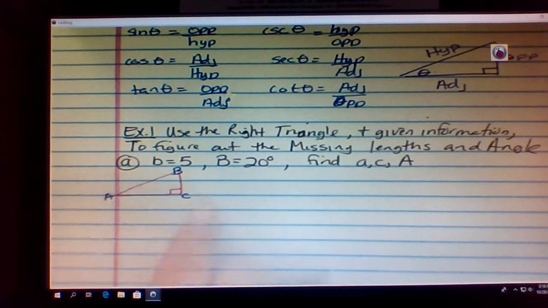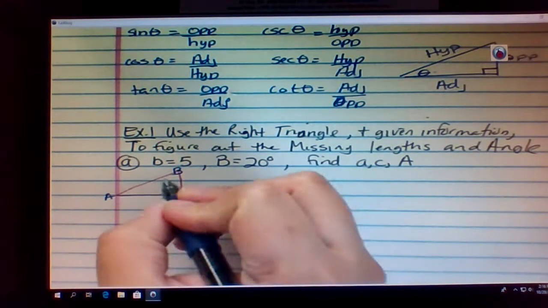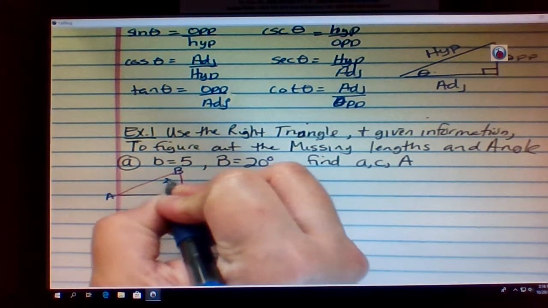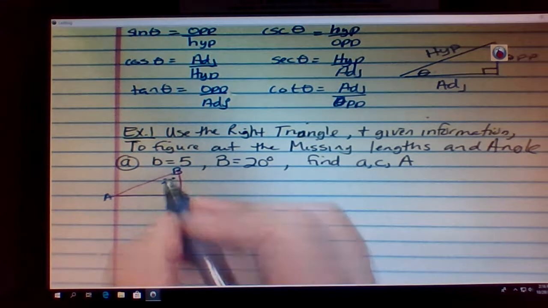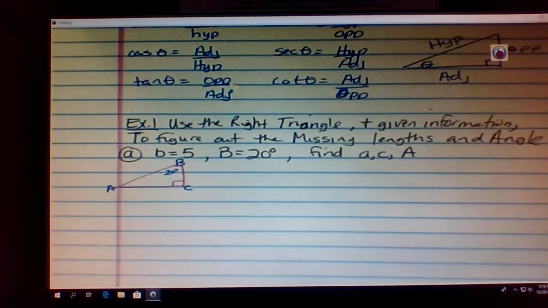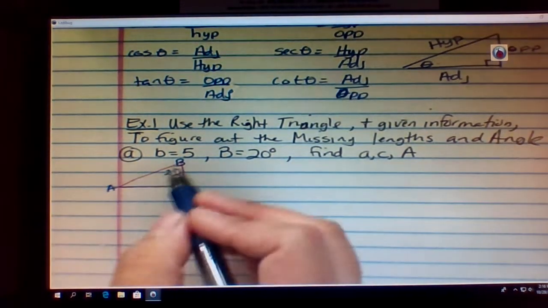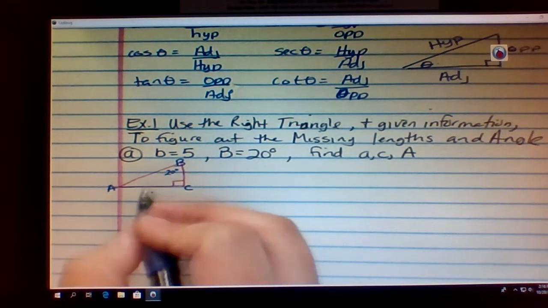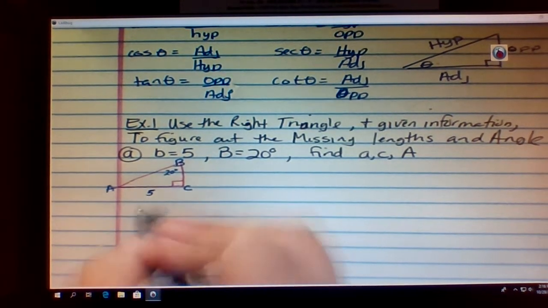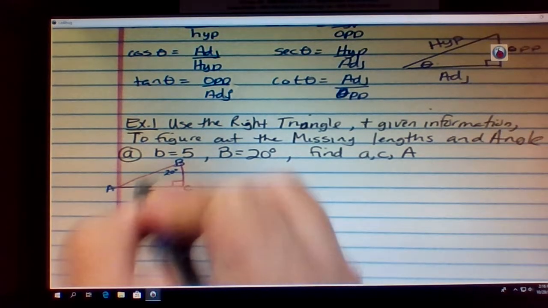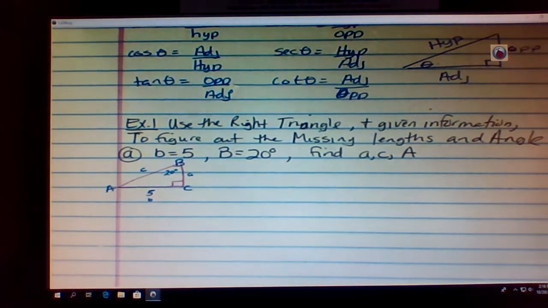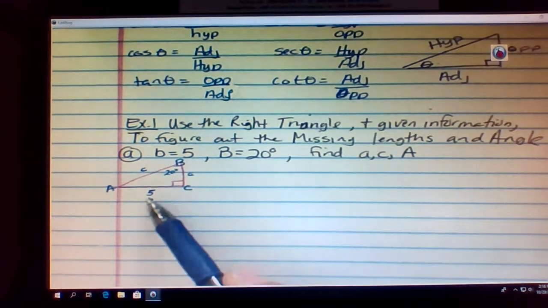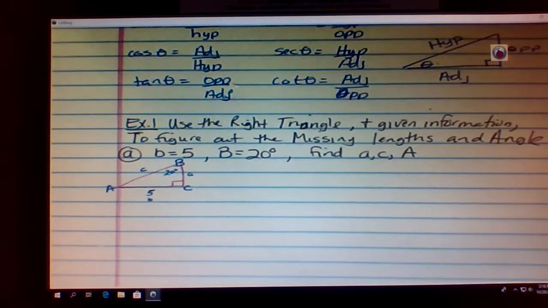We have A, B, C. They already tell you your B is 20 degrees. And little b is always going to be across from the angle. So this is little b, this is little a, and this is little c. Your sides are always opposite of your angle.